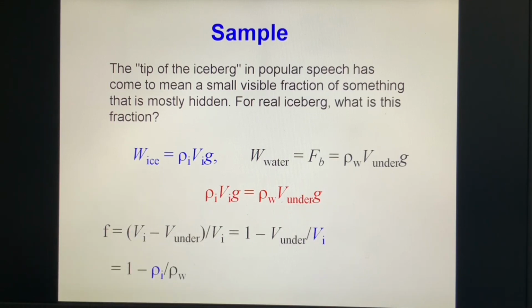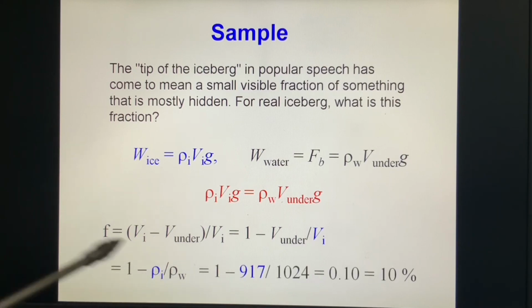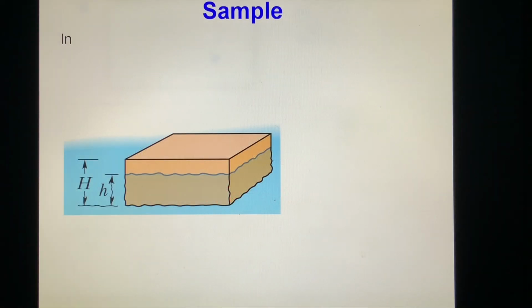We put the numbers in. This is the density of ice, and this is the density of water. We get about 10%. So when we see the iceberg with 10% above the water, 90% is under the water.